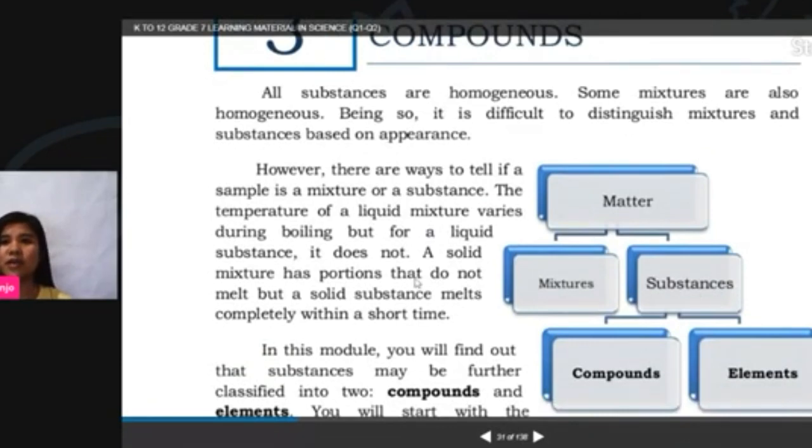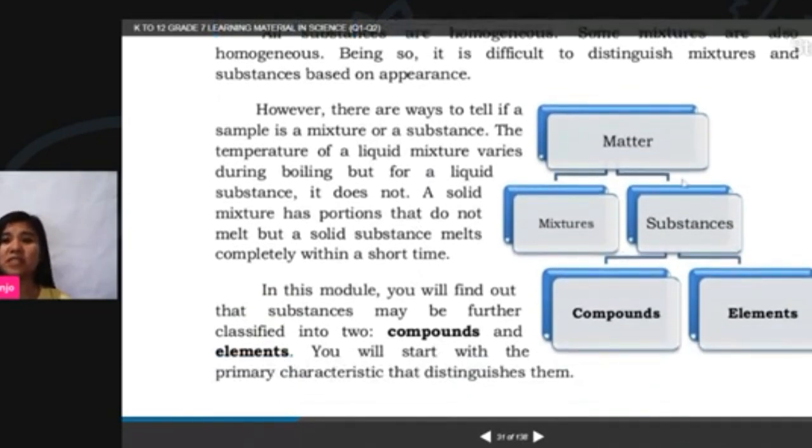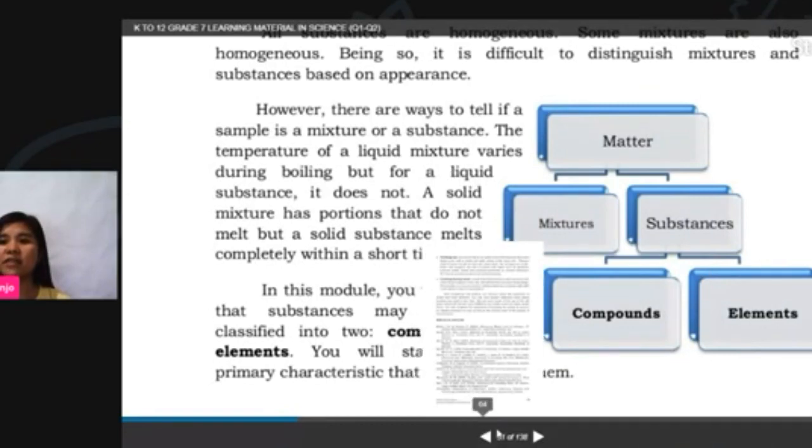In this module, you will find out that substances may be further classified into compounds and elements. So matter is further classified into mixtures and substances. Substances are further classified into compounds and elements.